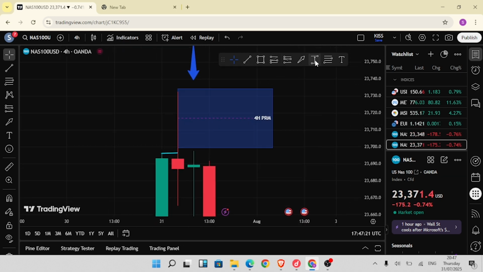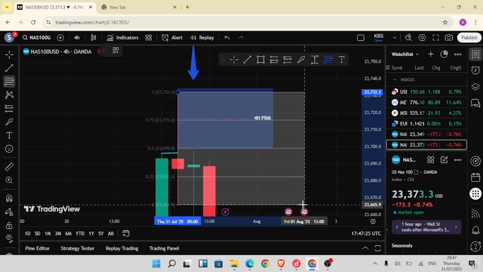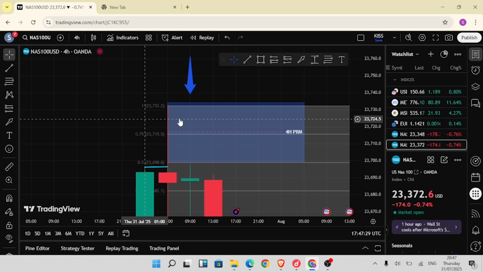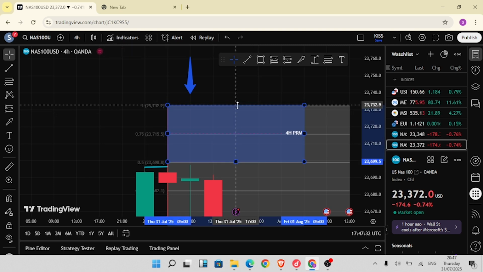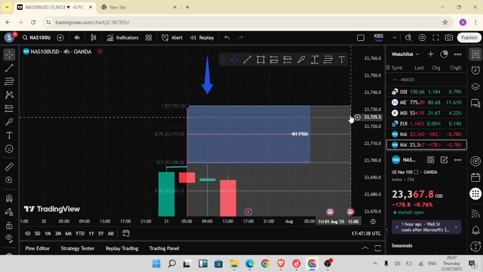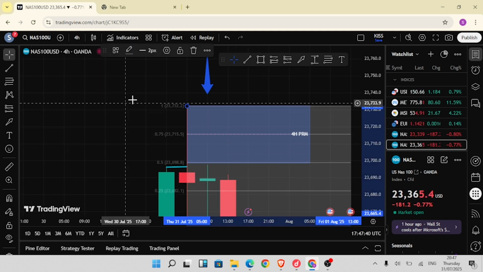I might have gotten my dealing range a bit wrong. Let me just redraw that. Yeah, you want to be as accurate as possible. Good. So that is done.